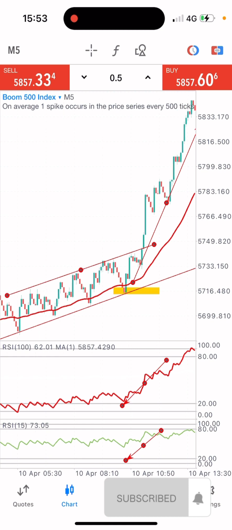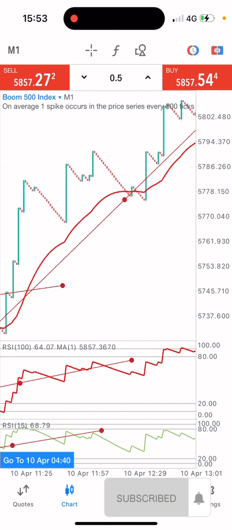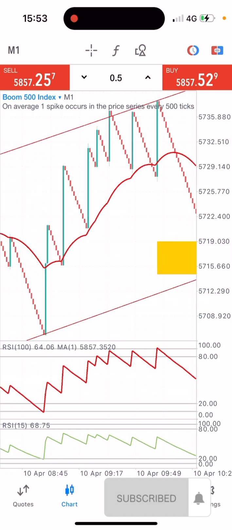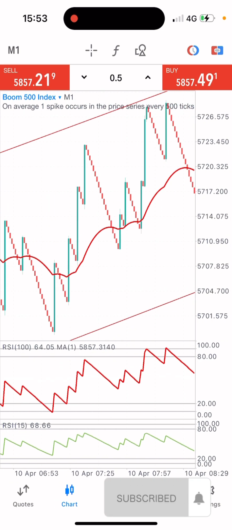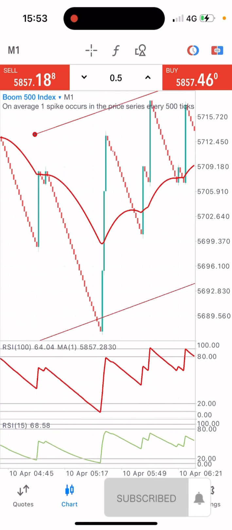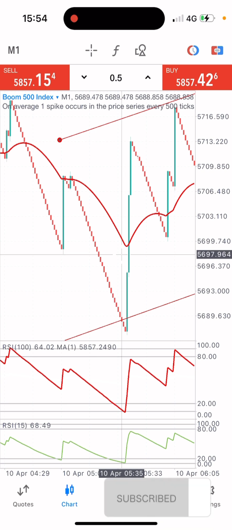So the question is, why didn't the signal come when the market, you see, every time market reaches the lower trend line, it shoots up. You see, it shoots up. This is the thing that I'm talking about, guys.